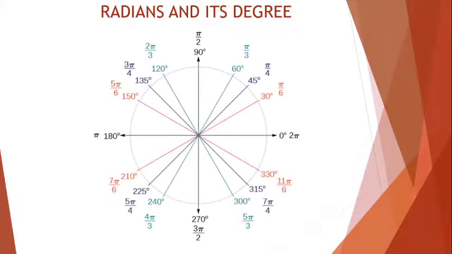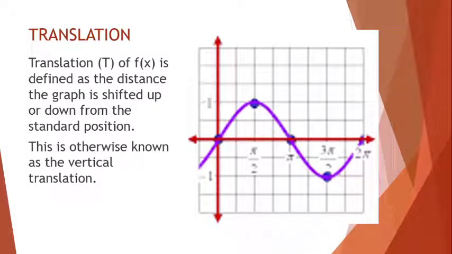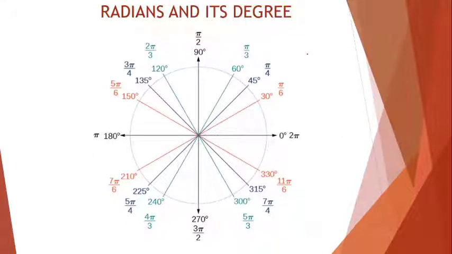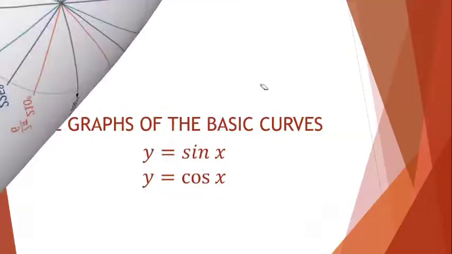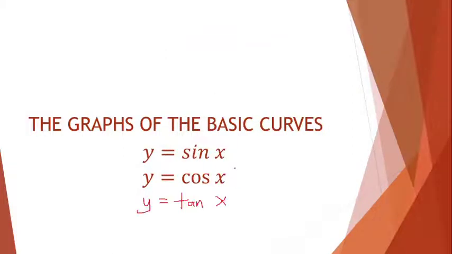So now, what is the connection of this to our lesson? The graph, as you have seen, looks like sound waves. Usually, the values are converted to radians. Now, this is our graph of the basic curves. We have sine of x, cosine, and tangent. Of course, the reciprocal functions are automatically included, so we will graph them as well.